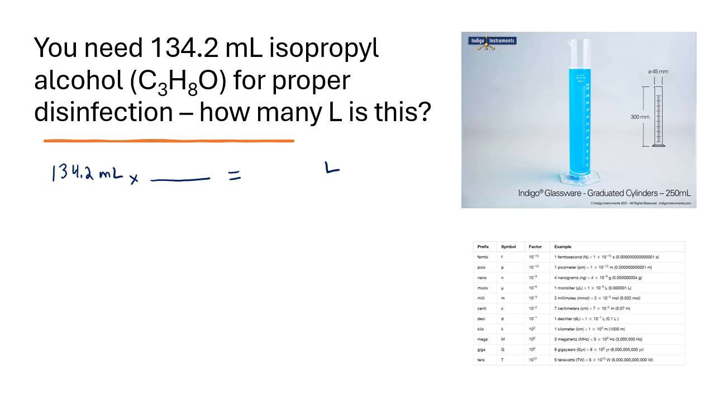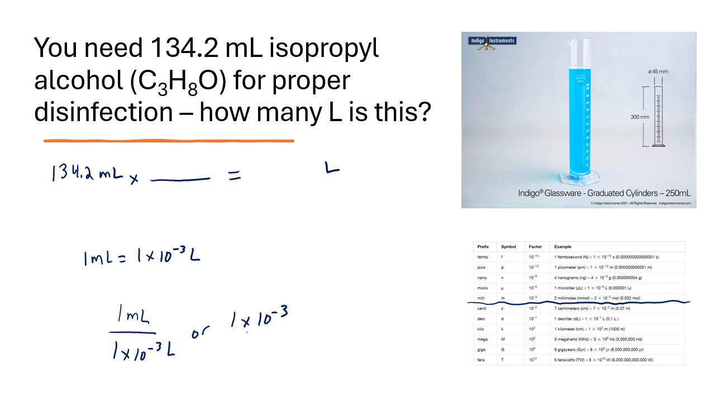I can see from the SI unit table here in the bottom that the milli prefix corresponds to a relationship of 10 to the minus 3. So what that means is 1 milliliter is equal to 1 times 10 to the minus 3 liters. Now I can arrange that relationship in both of the ways that I showed on the previous slide. 1 milliliter per 1 times 10 to the minus 3 liters, or 1 times 10 to the minus 3 liters per 1 milliliter.